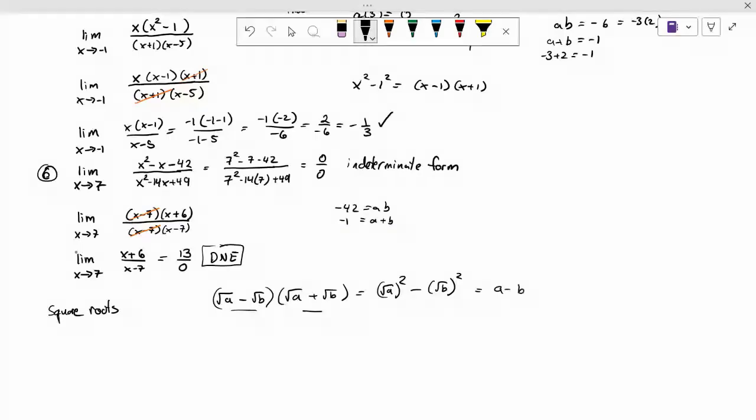Okay. So that suggests that if you have square roots in a limit problem where you have an indeterminate form, you might want to think about multiplying by the conjugate. So let's do an example like that. Let's make one up.